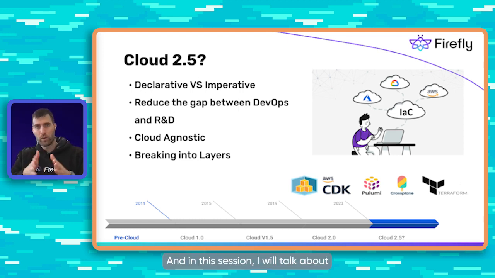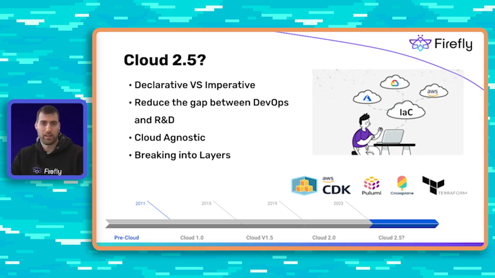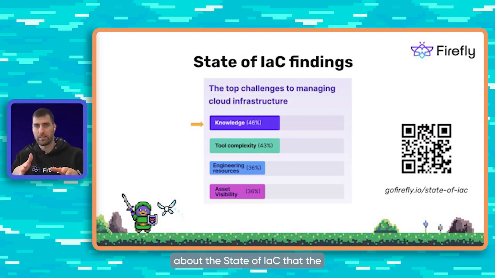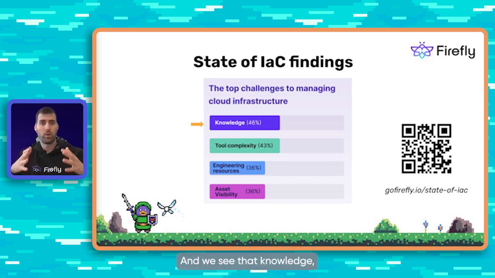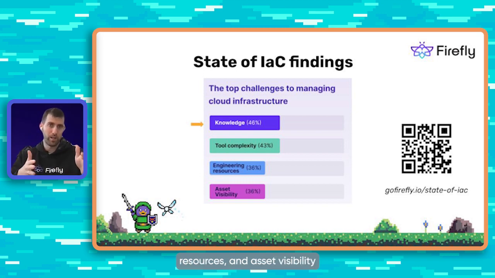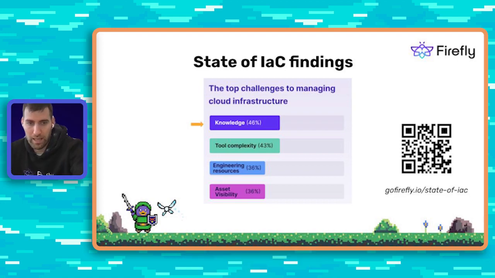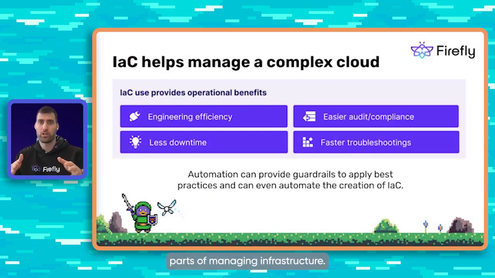And in this session, I will talk about breaking our infrastructure into layers. And for now, I want to discuss the state of IaC. That's the survey that we made at Firefly. And we asked many DevOps teams about the challenges and pains related to cloud management. And we see that knowledge, tool complexity, engineering resources, and asset visibility are the most challenging parts of managing infrastructure.